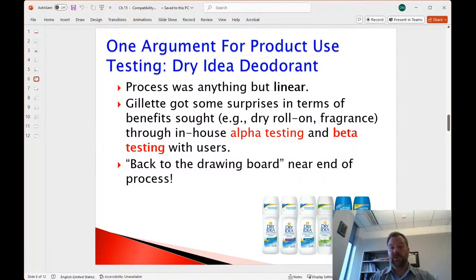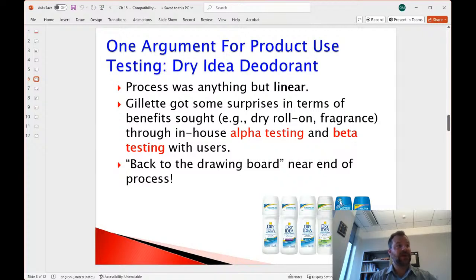Now, what about why would you do it? So I'll give an example of this. Gillette, best known for razors and now part of Procter & Gamble, when they were testing out the Dry Idea deodorant, they did both alpha testing and beta testing. So that means they let employees take the deodorant home, and they let customers try it with the beta testing.